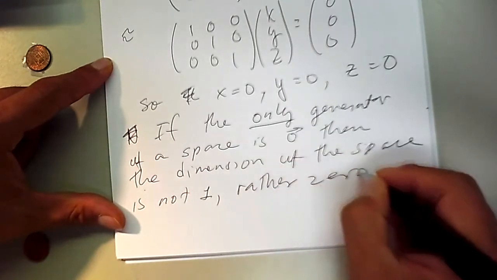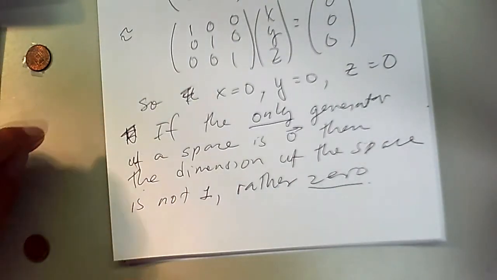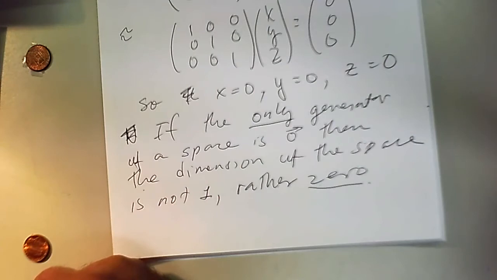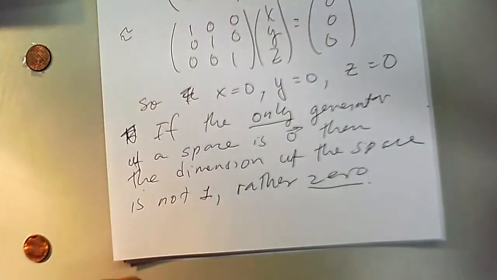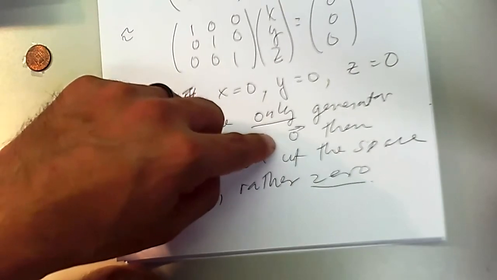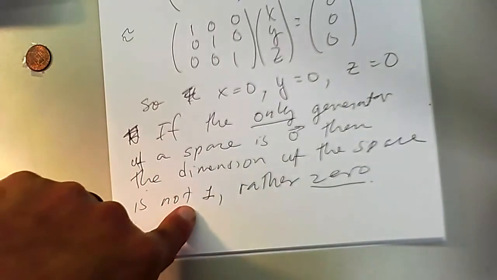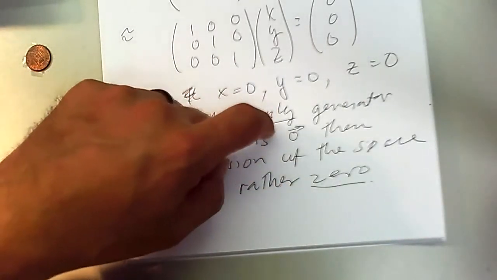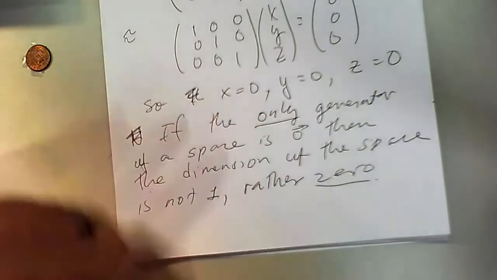rather 0. Because before in this video, I said that the fewest number of generators of a space or subspace is the dimension, except if the only generator is 0 itself. Then that is not the case. One may think, oh, so the dimension is 1. No, no, no. If we start out with the vector 0, and that is the only generator, then the dimension is 0.